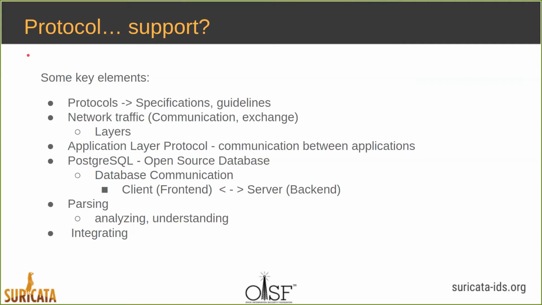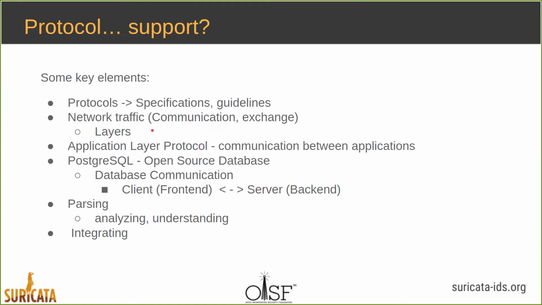There are a few key elements here. One is the protocol itself. Those are specifications or guidelines that tell how things should work. So for instance, PostgreSQL is a protocol that will tell you how the server of this database and the client communicate, what the messages look like, what types of messages you have. Then we also are talking about network traffic, as I said, and this is a communication and exchange of information.